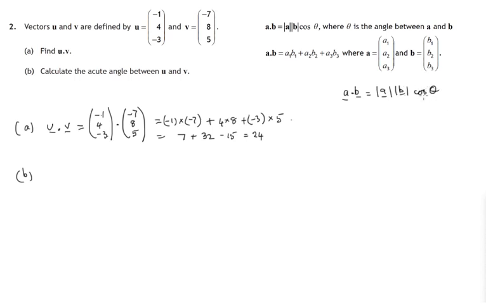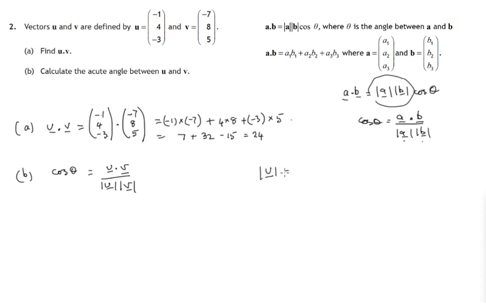Now, it is possible to rearrange that formula and get cos theta on its own, and you'd do that by dividing both sides by the length of A times the length of B. So that gives us a formula for finding the cosine of the angle between two vectors: the dot product, which we've already worked out, divided by the product of the two lengths. So in this case, cos theta is u dot v over the length of u times the length of v. So there's a couple of separate calculations to work out.